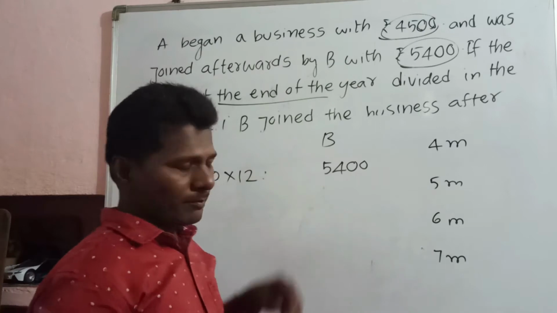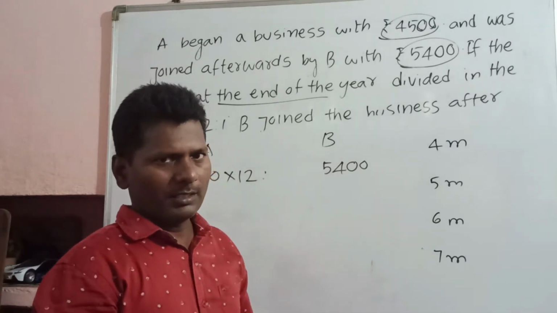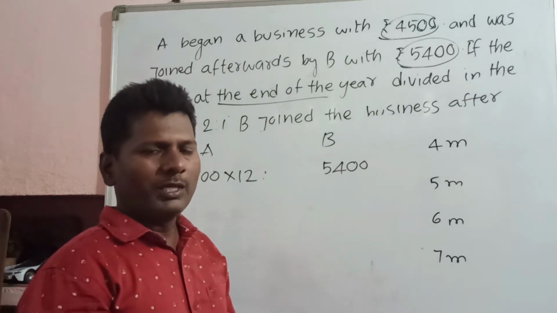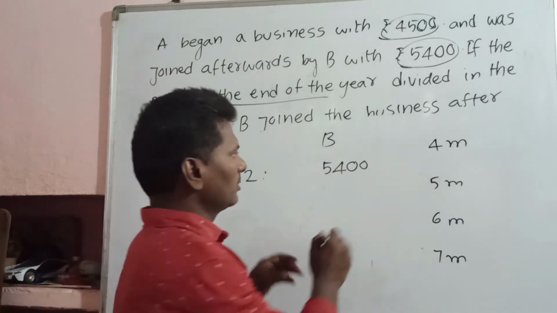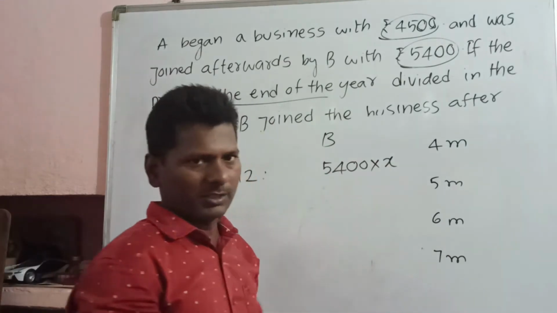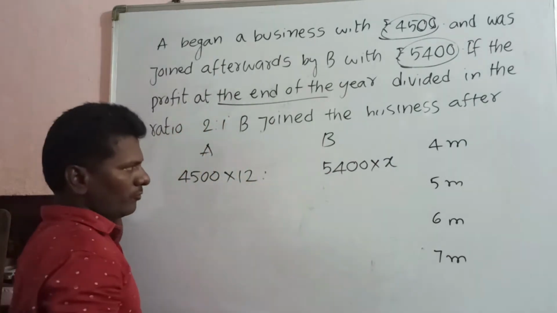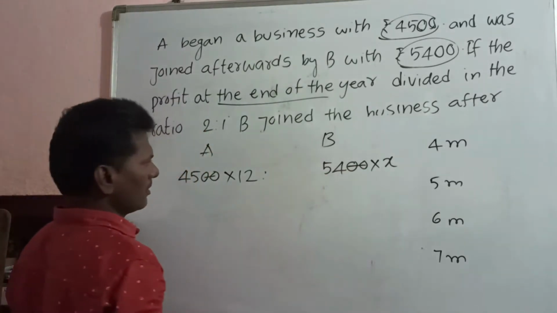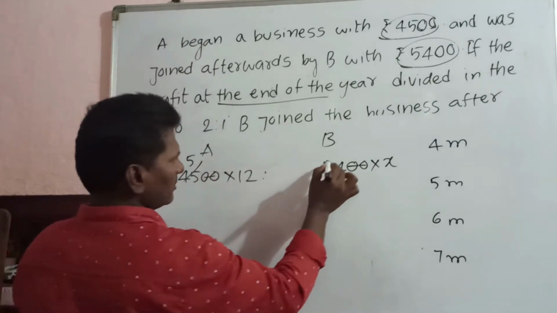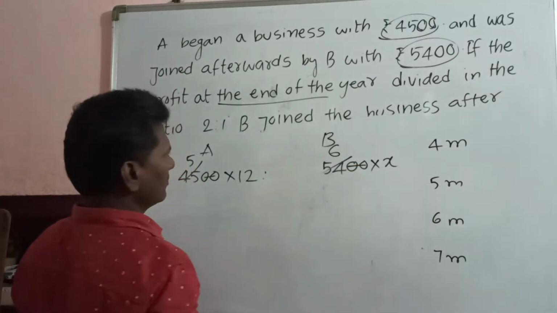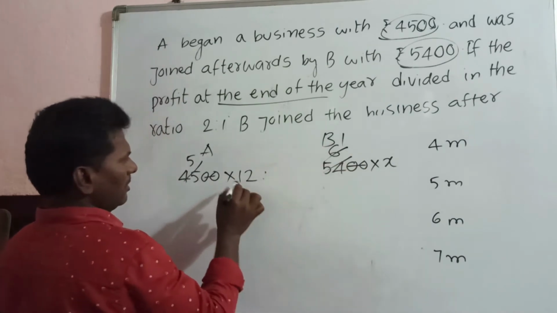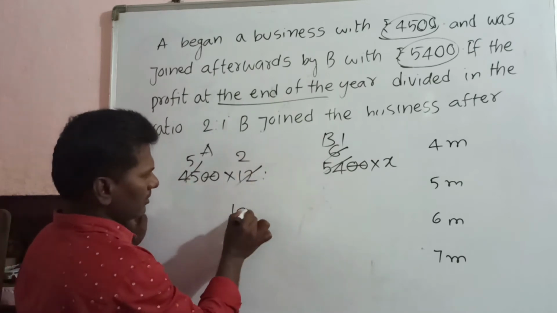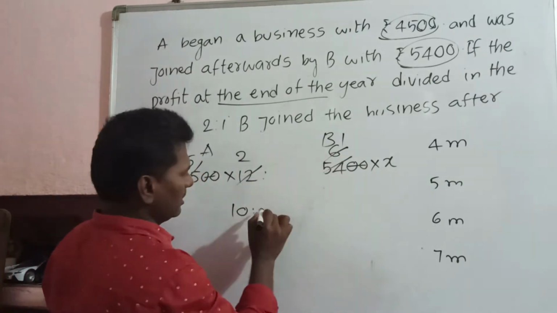But B joined after some time. That means how many months B was in business, we don't know. So I am writing X months. Now we have to cancel them. Two zeros get cancelled. 9 5s are 45, 9 6s are 54. Again 6 1s are 6, 6 2s are 12. Here 5 2s are 10. 1 into X, X.